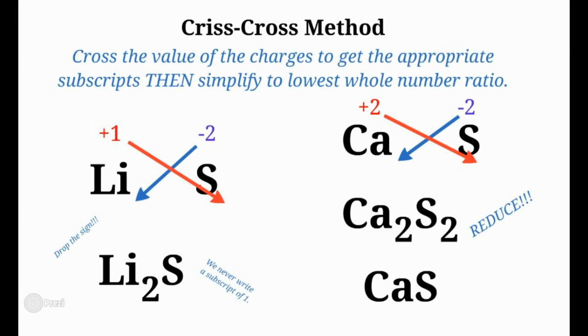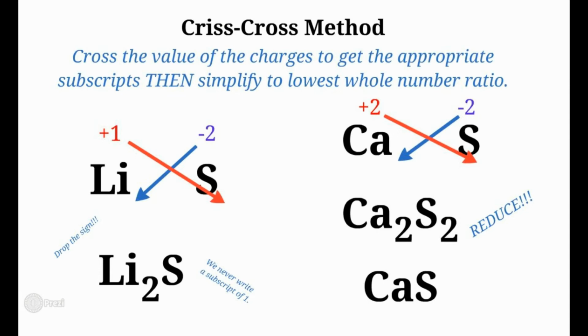So if you can reduce, and most of the time it's going to be even numbers, but if you get 3, 6, you got to reduce that to 1, 2. So if it has the same subscript, you can reduce it. Yeah, you have to reduce it. That is not an option, but this is the quickest way to get there. And so that's basically the main idea for today, is actually knowing to crisscross charges and be able to list them right.